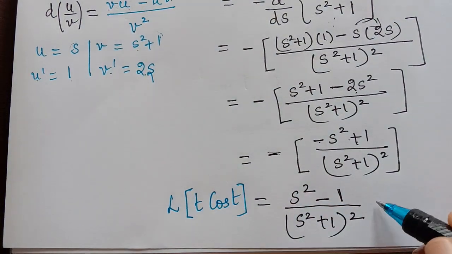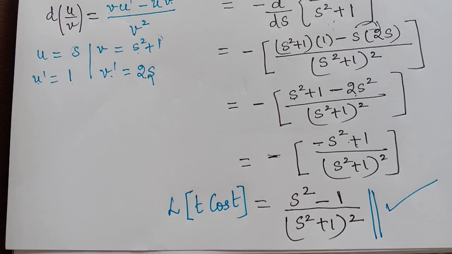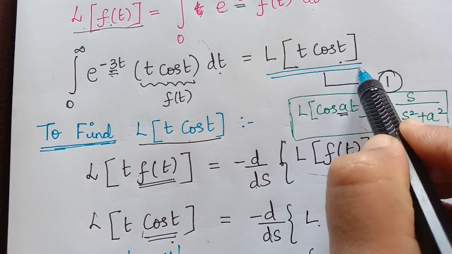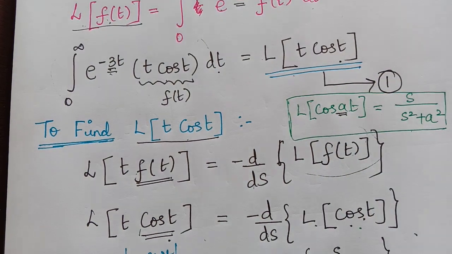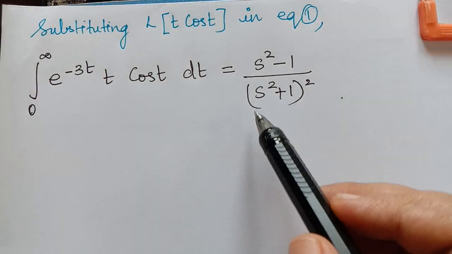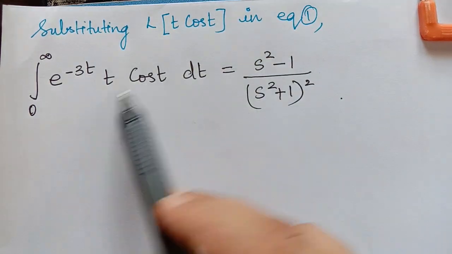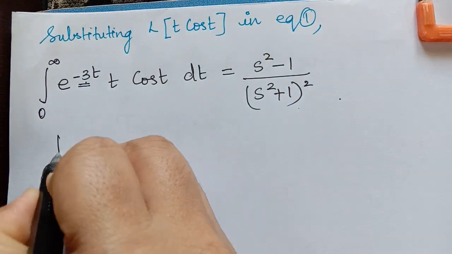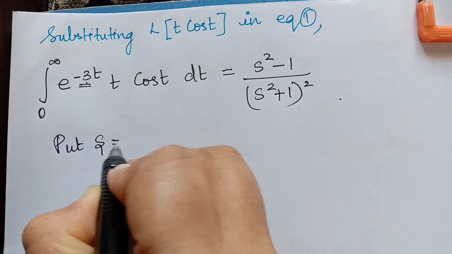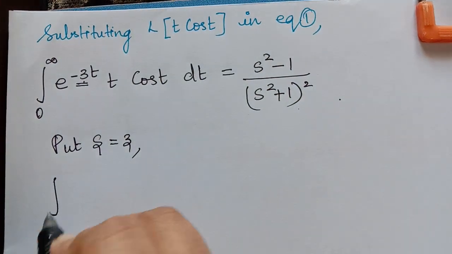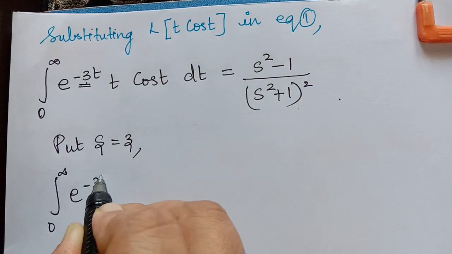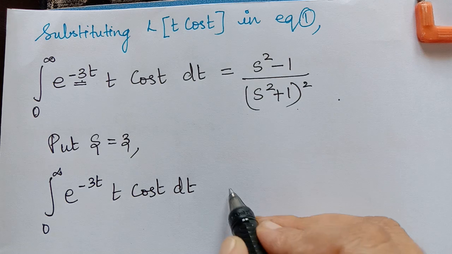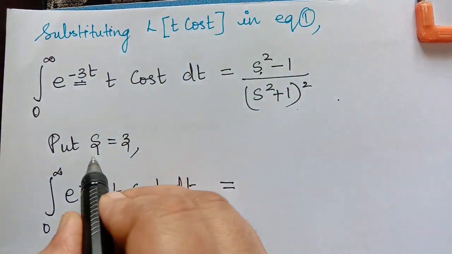Now we have to substitute this L of t cos t in our equation 1. So at this place we have to substitute. After substituting, what we get is this. This is L of t cos t, which I have substituted in equation 1. Now if you see, the value of s is 3. So putting s equal to 3, we get the integral from 0 to infinity of e^(-3t) t cos t dt equal to, in place of s you have to put 3.